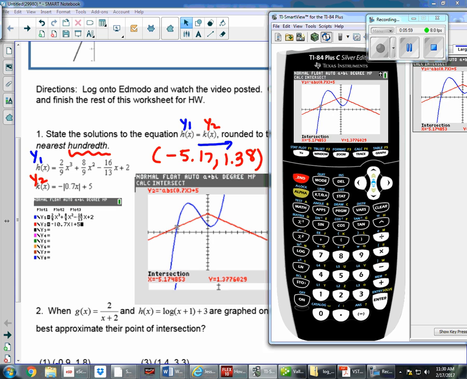Second, trace, intersection. Use your right arrow to bring the blinker to the second point of intersection where the blue and red graphs cross. First curve, push enter. Second curve, the red curve exists there, push enter. And then it says guess. Push enter one more time.